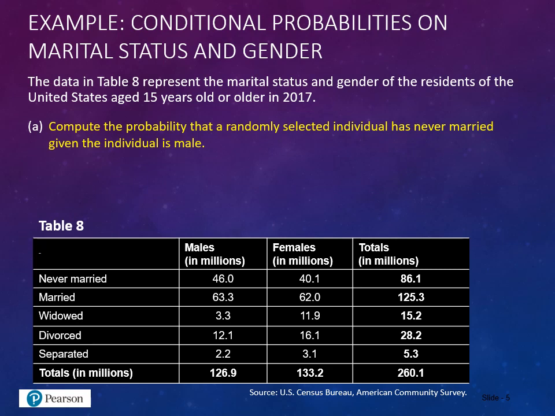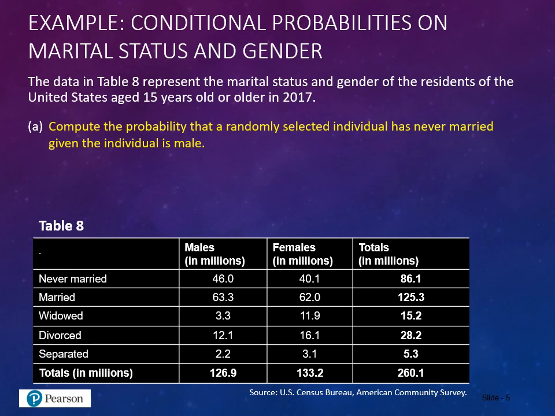Okay, so question A: compute the probability that a randomly selected individual has never married given the individual is male. Remember, the numerator is the combined probability of never married and male, or specifically, when you have observations, you can just count the number of outcomes. So for never married and male, we go to this first cell. Our numerator is going to be 46.